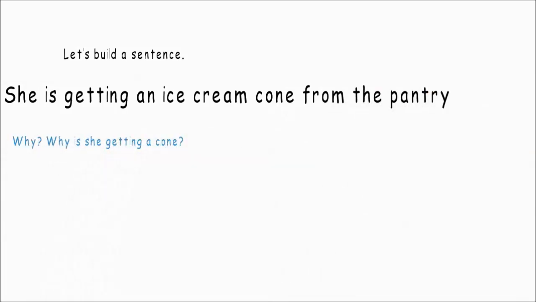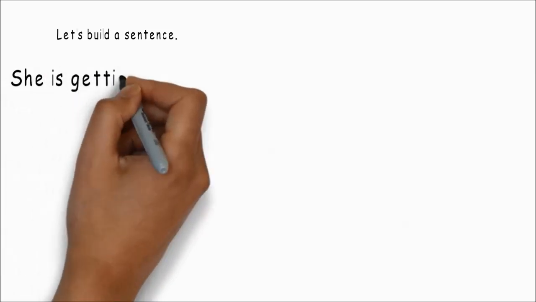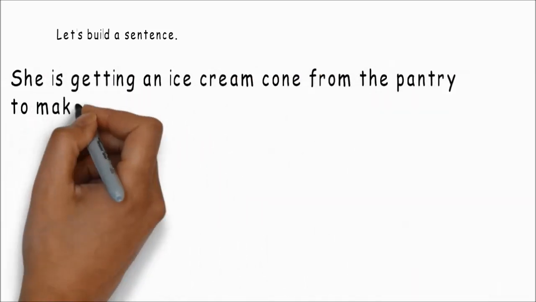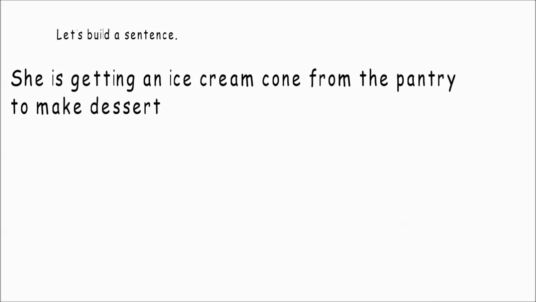Why? Why is she getting a cone? To make dessert. Okay. Ice cream dessert. Yay. Let's build a sentence. She is getting an ice cream cone from the pantry to make dessert.